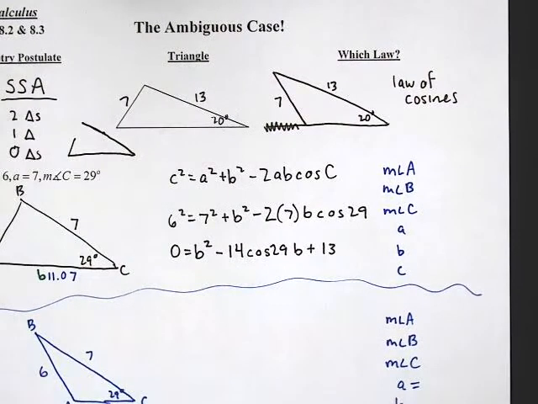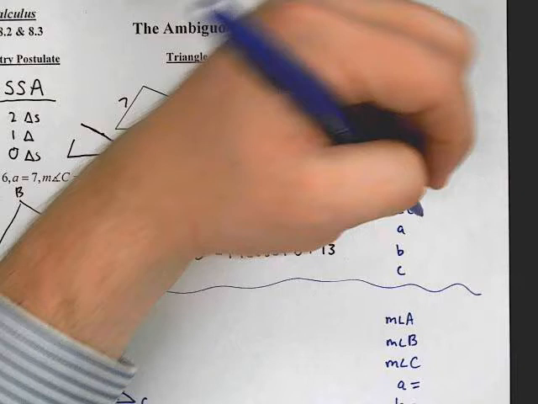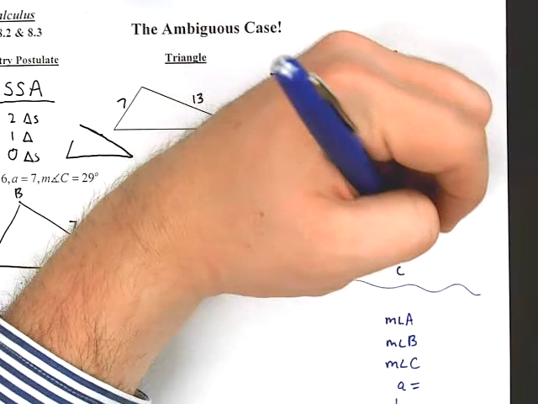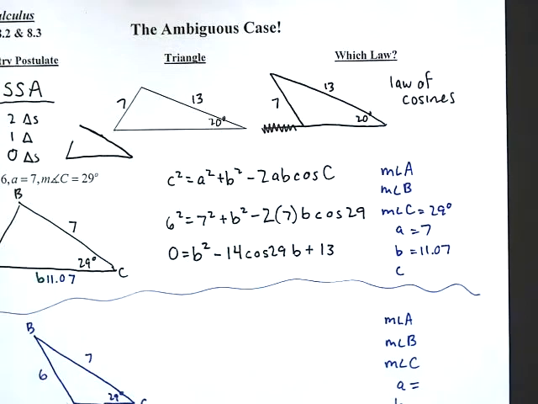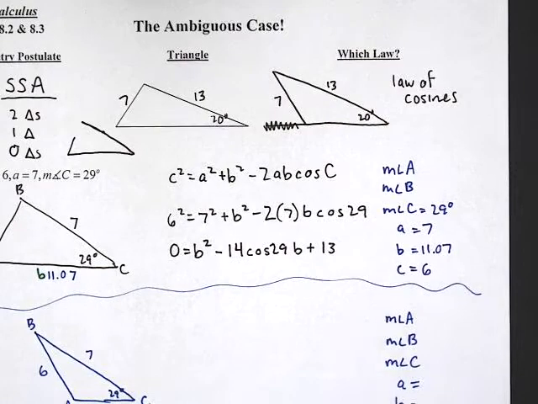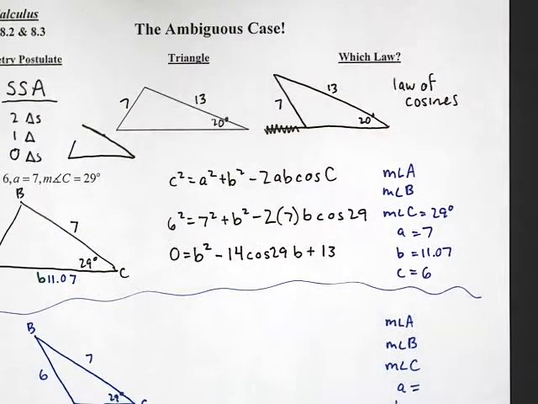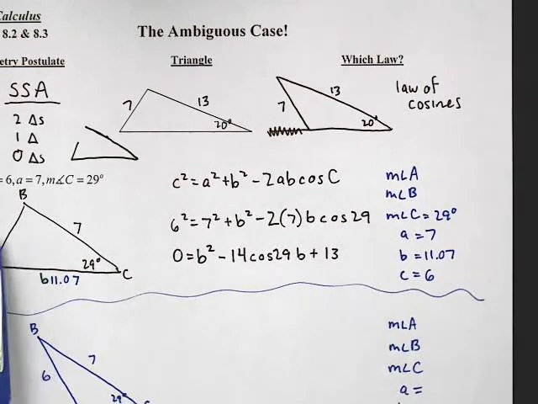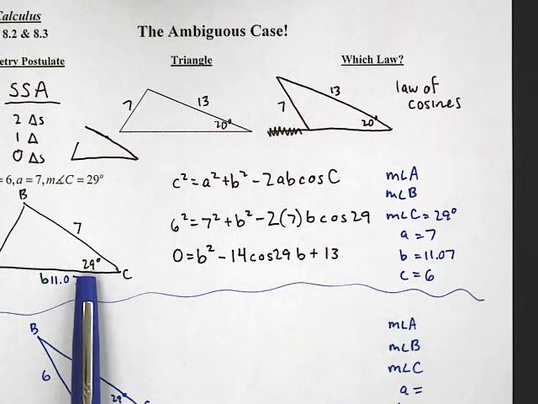Alright, I know that angle C is 29 degrees. I know that A is 7. I know B is 11.07. And I know C is 6. So what I would need to do is go back to what we learned yesterday. We're going to get the smaller angle first. Now we already have the 29 degrees, which is across from the smallest side. So this is going to end up being the smallest angle. But then I would want to get the next smallest.